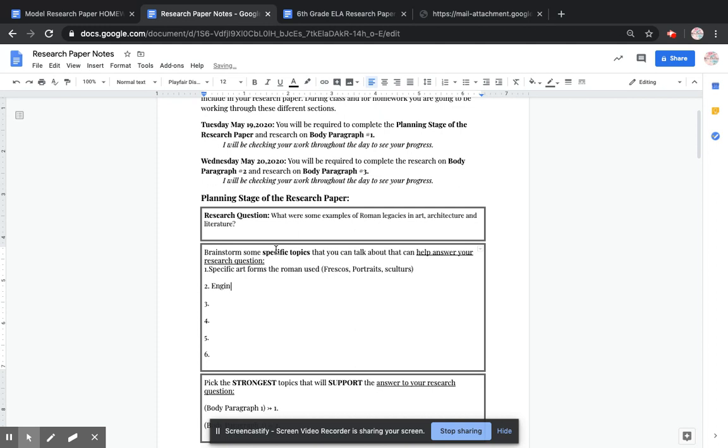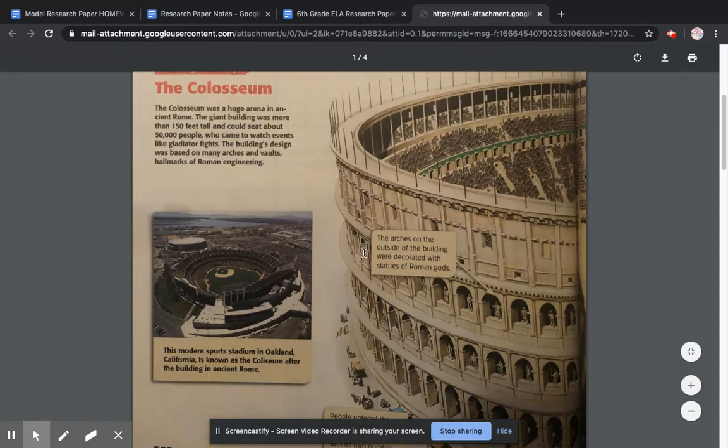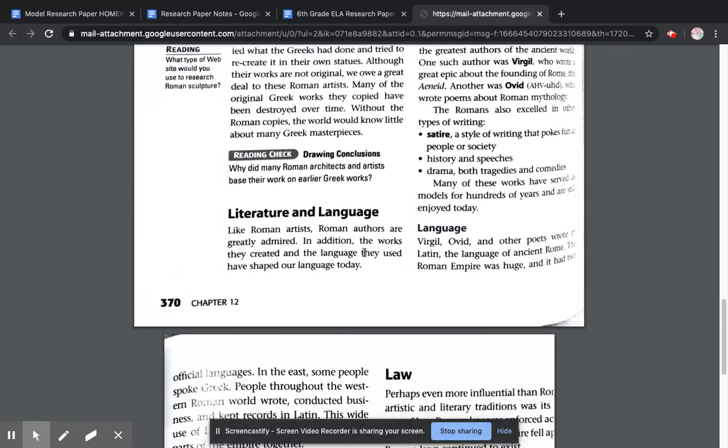So engineering techniques with architecture. Okay, so that would be another topic. And then literature here is the last thing. So I have something that covers art, and I have something that covers architecture, something that covers literature. Not yet, but let's go see. Let's refer back to the book.